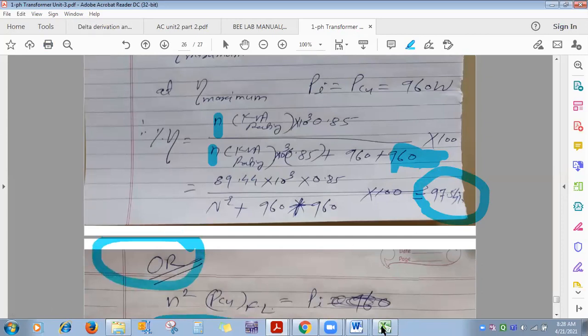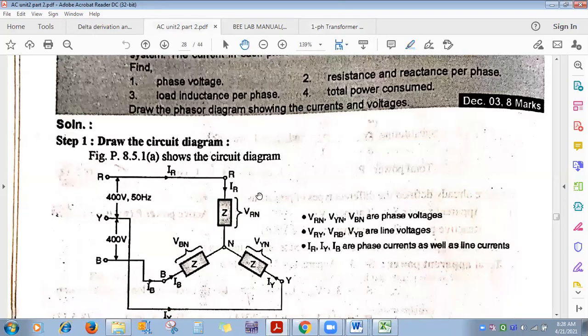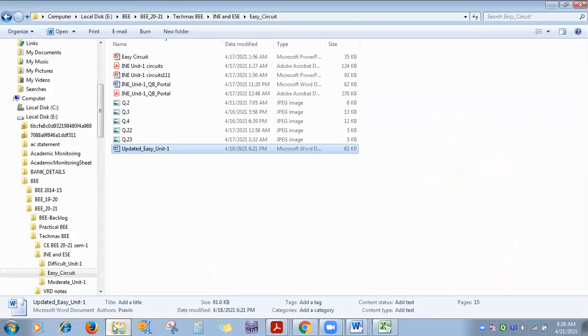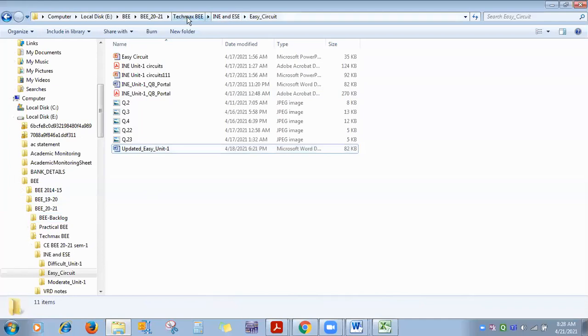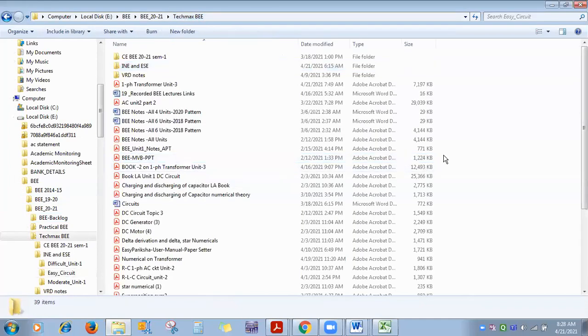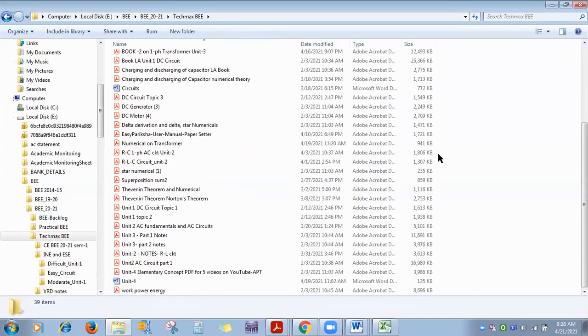Got the sum on transformer? Is this clear to everyone? Any difficulty with this? Yes, any difficulty? No, ma'am. Okay.